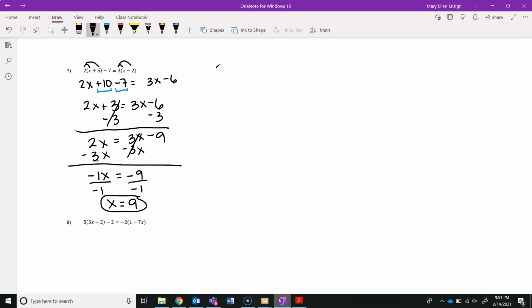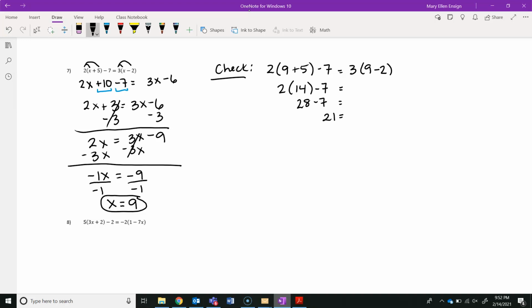Okay, again, you can check this very easily, and if you choose to write it out, that's fine, or you can plug it into your calculator. If you're plugging it into your calculator, just put in one side with the x in there, see what you get for a value, then put the other side in, see what you get for a value. Okay, so I can do order of operations here on the left side. 2 times 14 is 28. 28 minus 7 is 21. Here, 3 times 9 minus 2 is 7. 3 times 7 is 21. Yes, it checks.